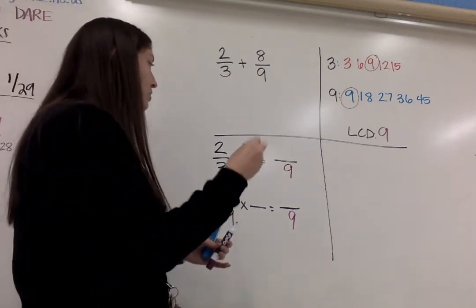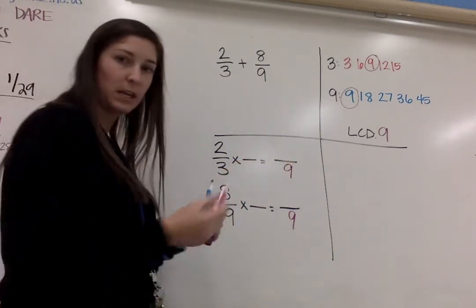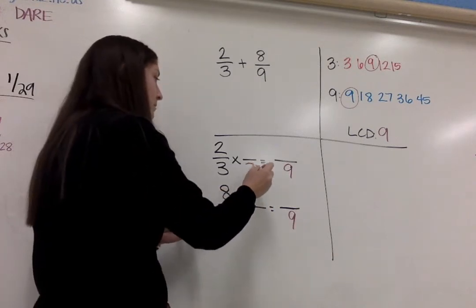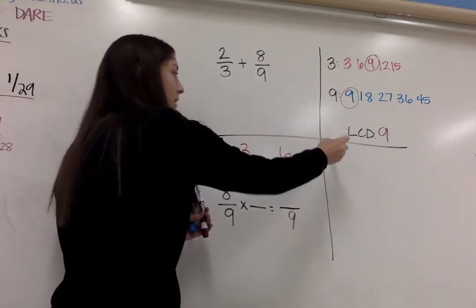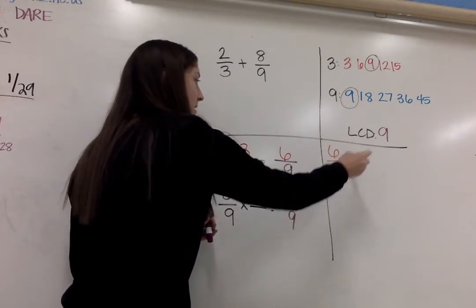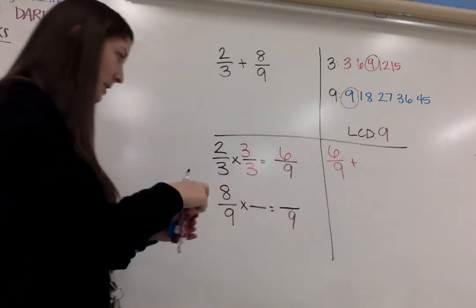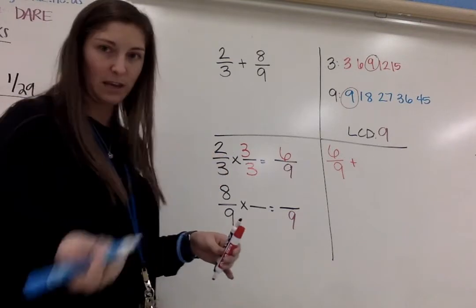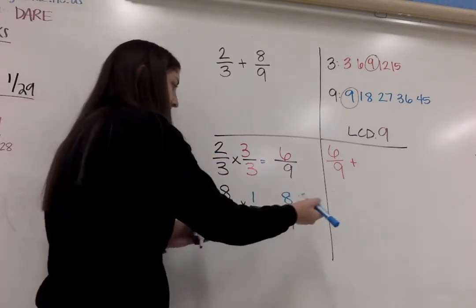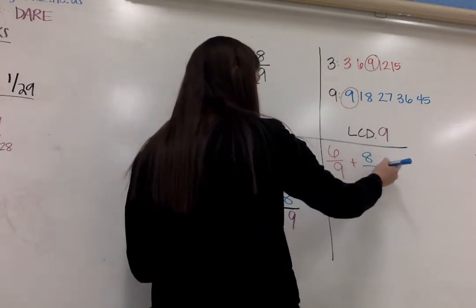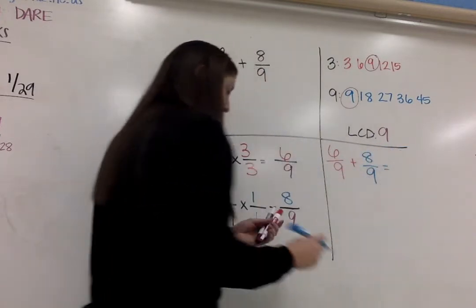So for 2/3, 3 times something gives me 9. 3 times 3 gives me 9. 2 times 3 gives me 6. So that first fraction is going to be 6/9. And then down here, 9 times something gives me 9. That would be 1. 8 times 1 is 8. So that fraction stays the same at 8/9.